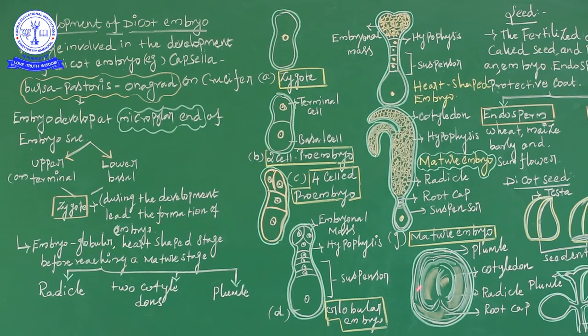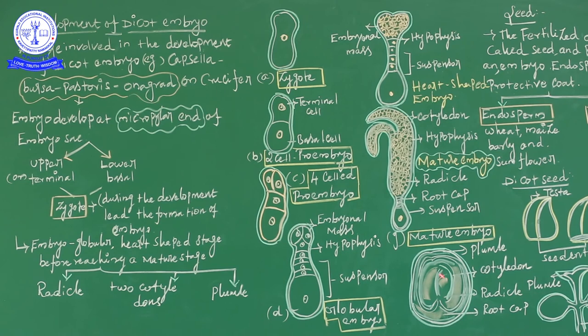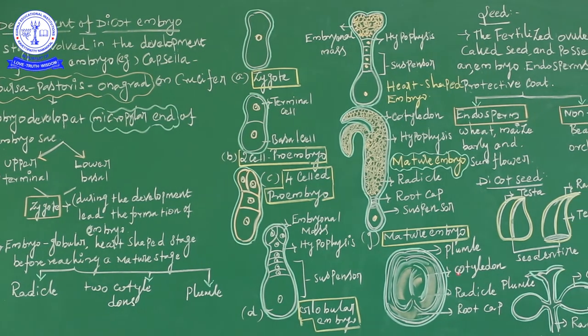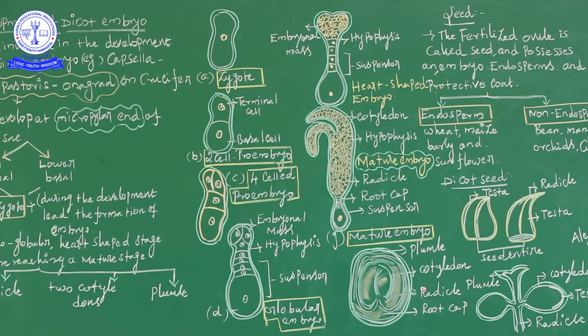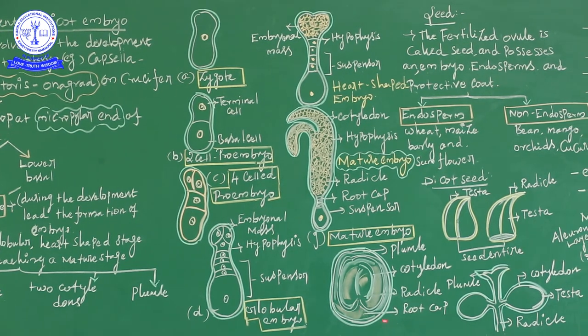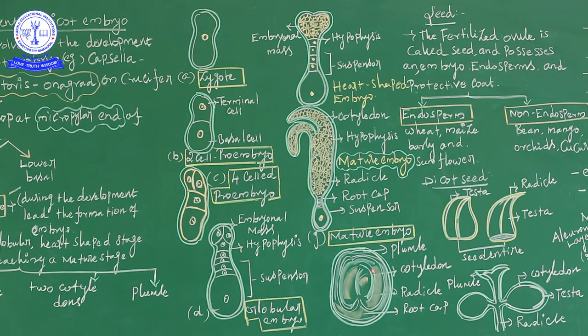This is very important for the mature embryo sac, which develops in a round or globular shape. See this: first of all the plumule, then the cotyledon, and also the radicle and the root cap are present in this embryo. The diagram is also very important. They ask this as a 3 mark question, or naturally as a 5 mark question on the mature embryo sac.